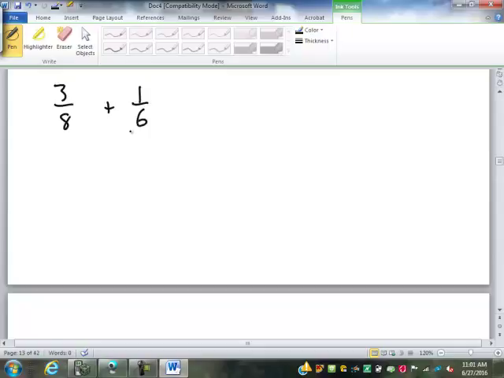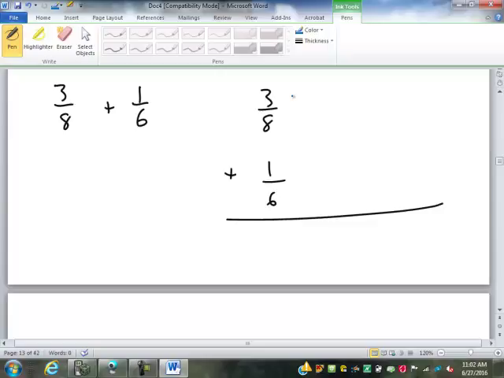So let's do 3/8 plus 1/6. So I'm going to write it vertically again, because that's how I think. Common denominator. Now here's a case, if I multiplied 8 times 6, I would get 48, which is a common denominator, and it would work. But there's a smaller one, 24.